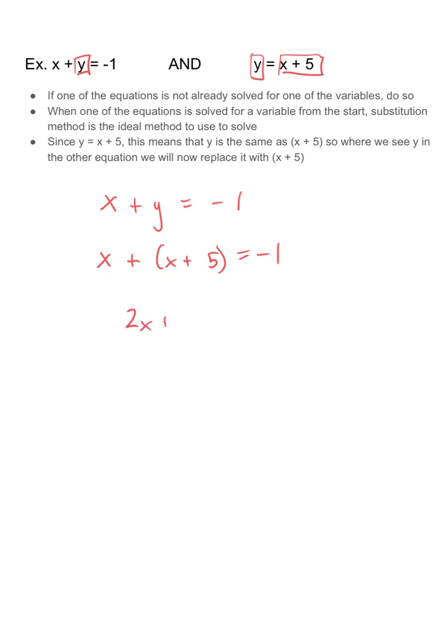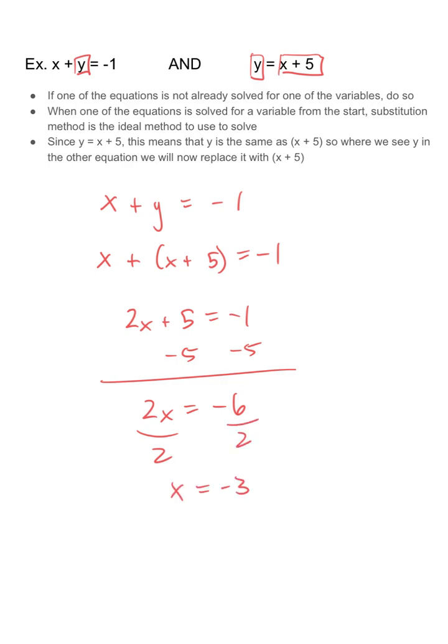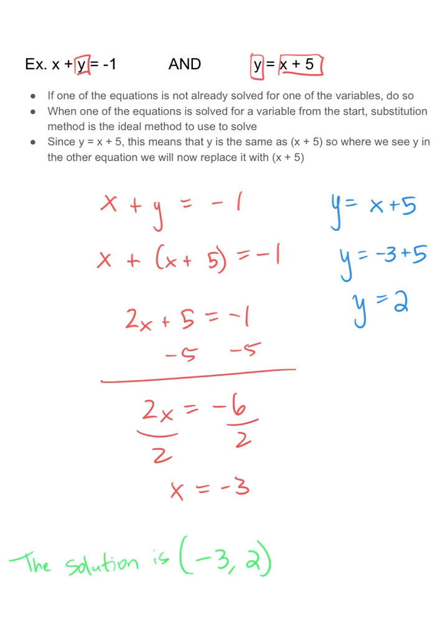So then I have 2x plus 5 is equal to -1. Subtract 5, subtract 5. 2x is equal to -6. Divide by 2, divide by 2, x equals -3. Well, now I have the x value. I need to put this back into the equation to get the y. I might as well choose this equation right here that is solved for y. Again, where I see an x, I'm now going to put -3, and you get y equals 2. So then your final answer would be -3, 2. That is the point where they cross. So the solution is -3, 2.